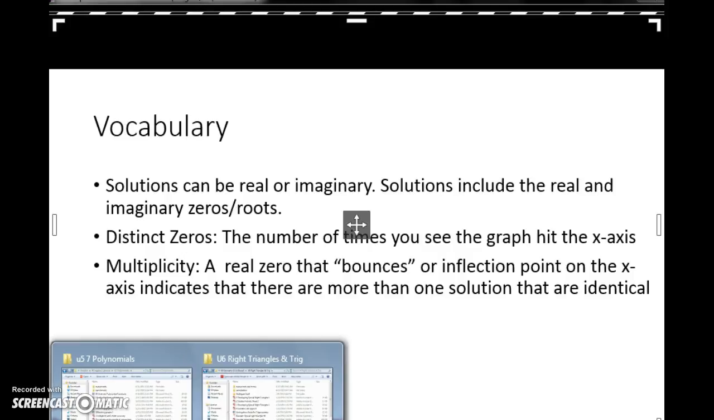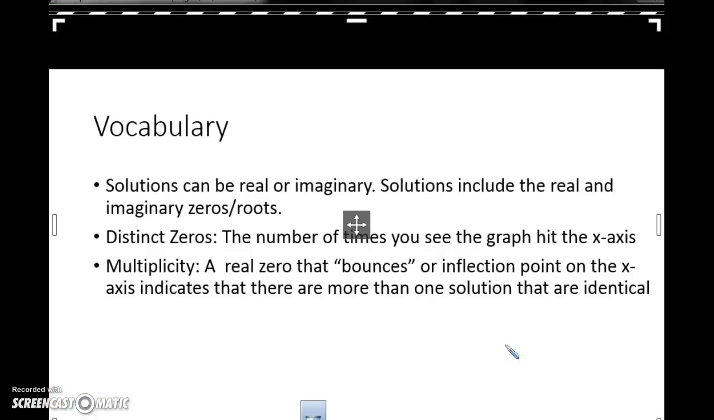All right, we have a little bit of vocab here. Distinct zeros: if I look at a graph at first glance, I just count how many x-intercepts it has. That's what they mean by distinct. Even though some solutions might be duplicated, we count it as one time. So we just look at how many times the graph hits the x-axis.